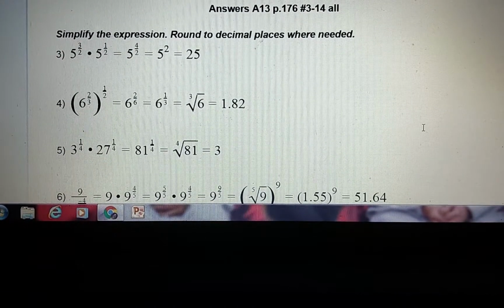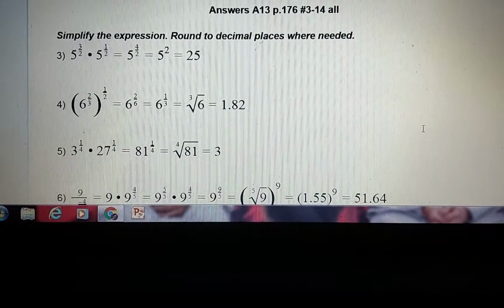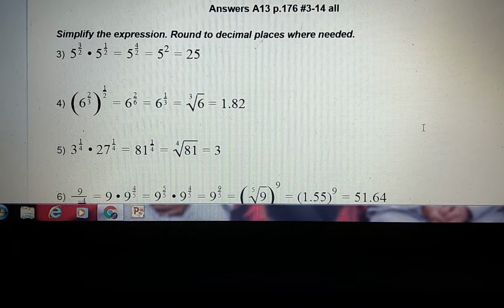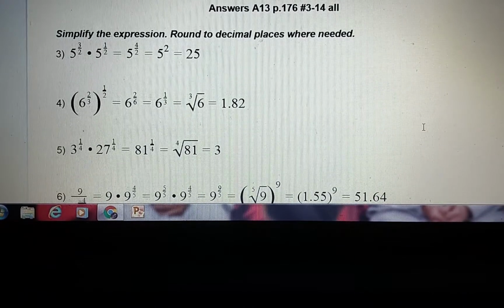Now, in future problems, we just left it at the third root of 6 because 6 was not on our x cubed list. But in this case, we were practicing putting it into the calculator, so we got 1.82.